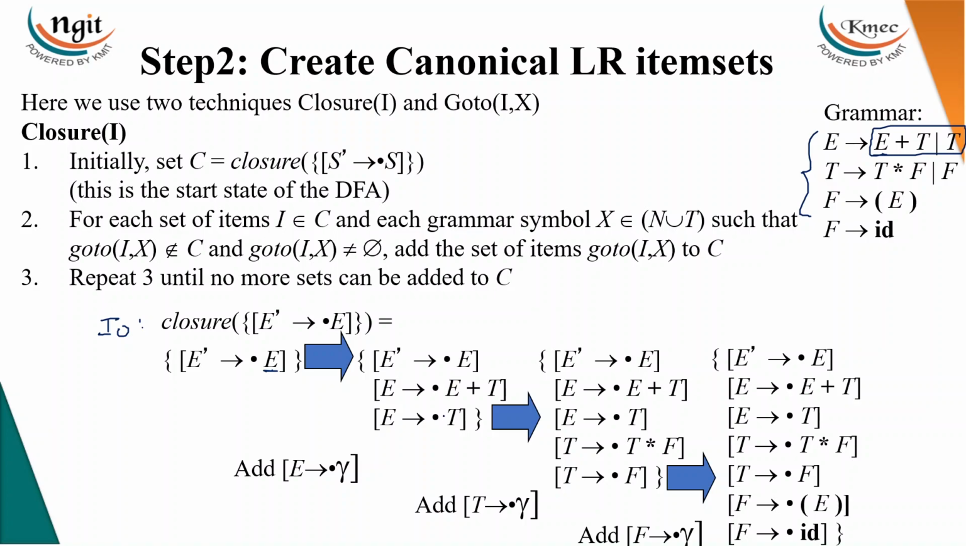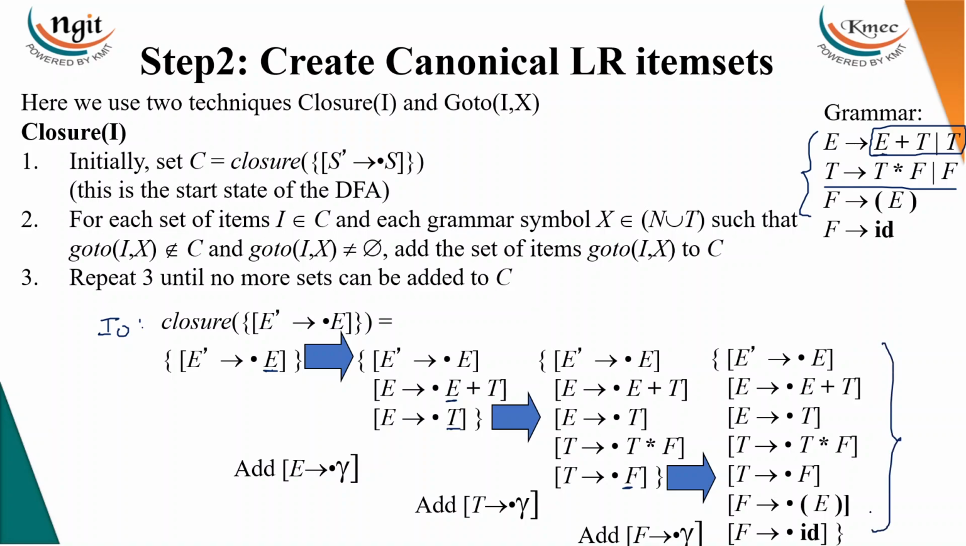That's it. Closure means if there is a non-terminal immediately after the dot, add all the productions of that non-terminal with dot at the beginning. Again, E: add all the productions of E with dot at the beginning, already there. And T: add all the productions of T from the grammar with dot at the beginning. So you get T tends to dot T star F, T tends to dot F. Again F: add all the productions of F with dot at the beginning. That's it. ID, no symbol.